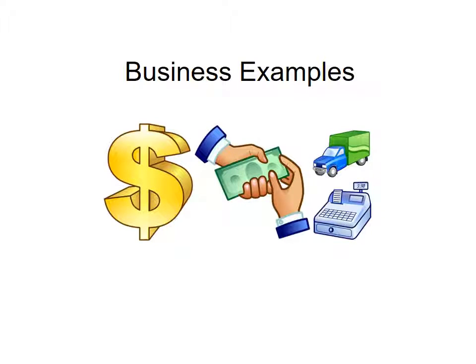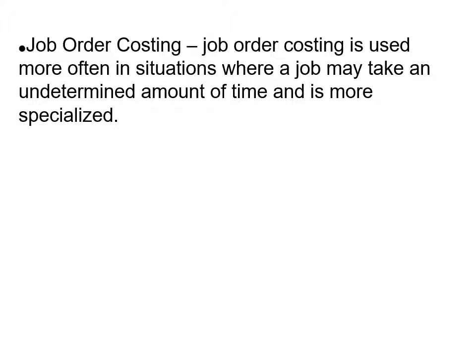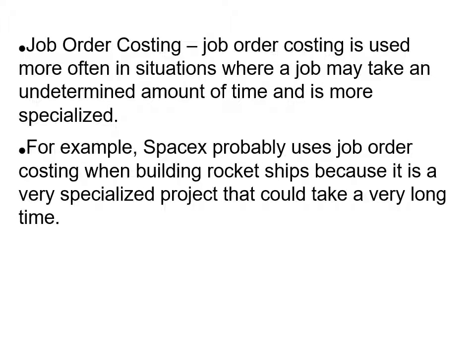Let's talk about some real-world business examples with these two styles. We're going to start with job order costing. Job order costing is used more often in situations where a job may take an undetermined amount of time and is more specialized. For example, SpaceX probably uses job order costing when building rocket ships because it is a very specialized project that could take a very long time.